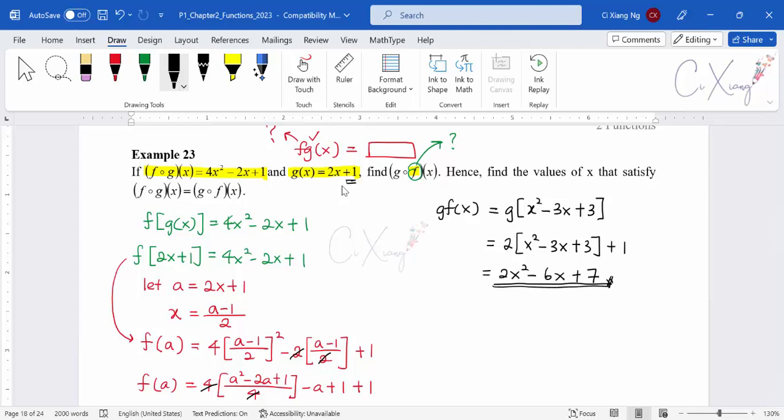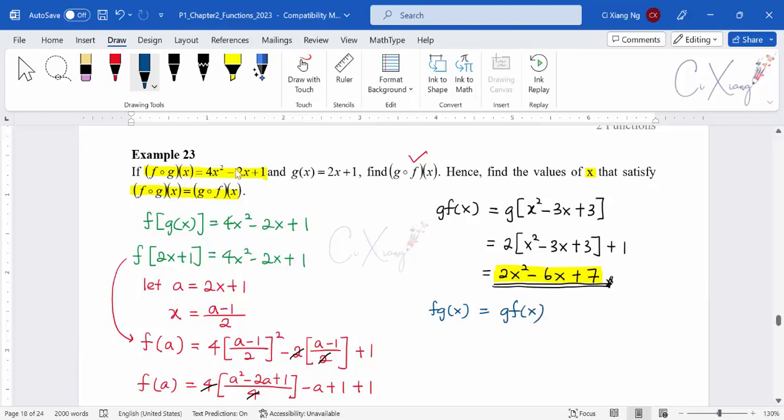Okay, so if you try to observe the question here, I have done this part, settled. Then now what do they want? They want us to find the value of x so that it satisfies this equation, f(g(x)) equals to g(f(x)). So for f(g(x)) equals to g(f(x)), I will start solving it up. So what is my f(g(x))? It has been given just now in the question.